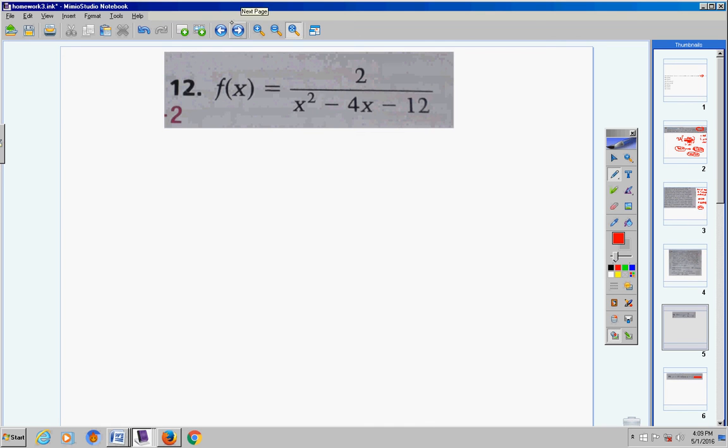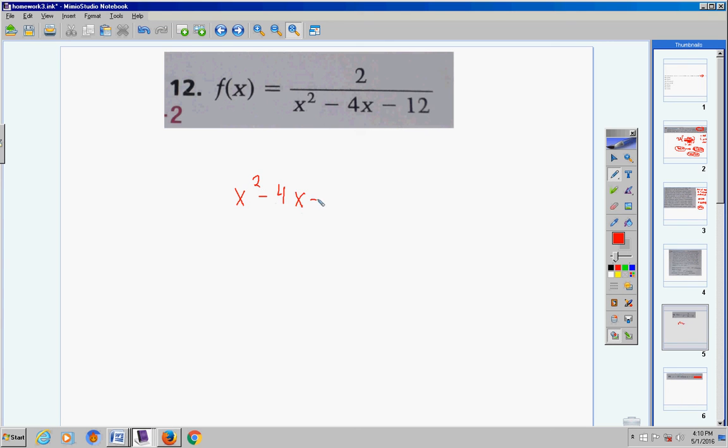Okay, number 12 on page 521. The directions say to find the domain. Whenever I ask you to find the range, you're going to tell me what y is allowed to be. Whenever I ask you to find the domain, I'm asking you what x is allowed to be. Well look, we have a rational expression. We know this denominator cannot equal 0, so when I'm asking you what x can be, I'm first of all going to find out what x cannot be.